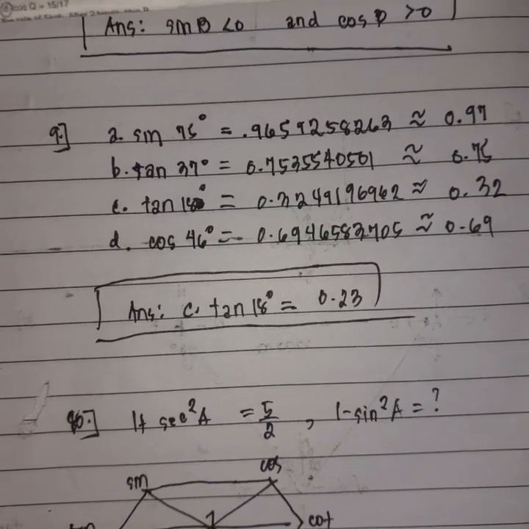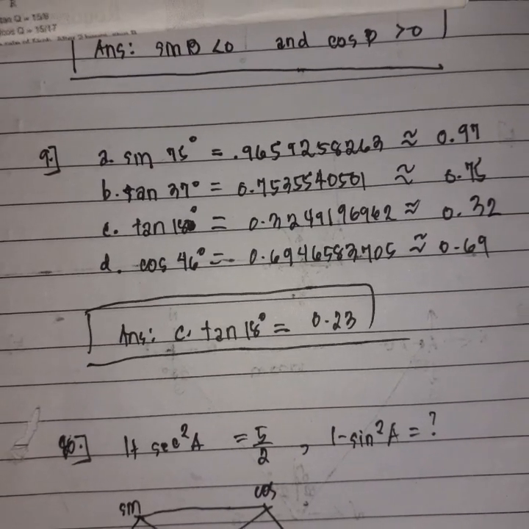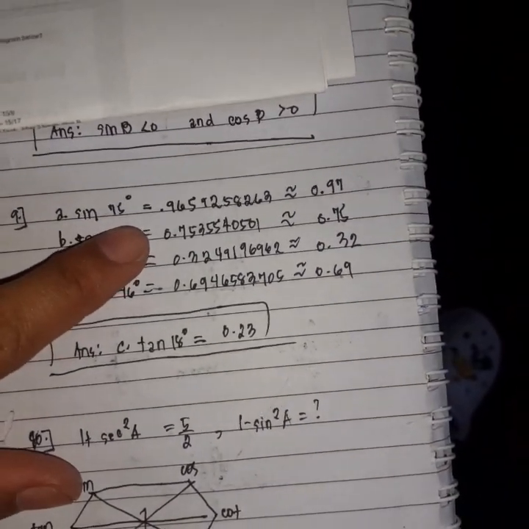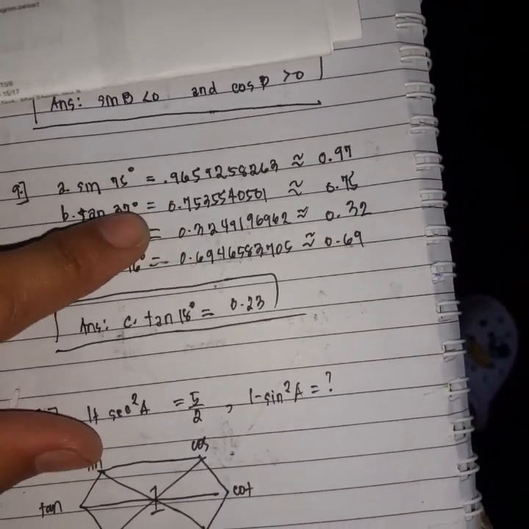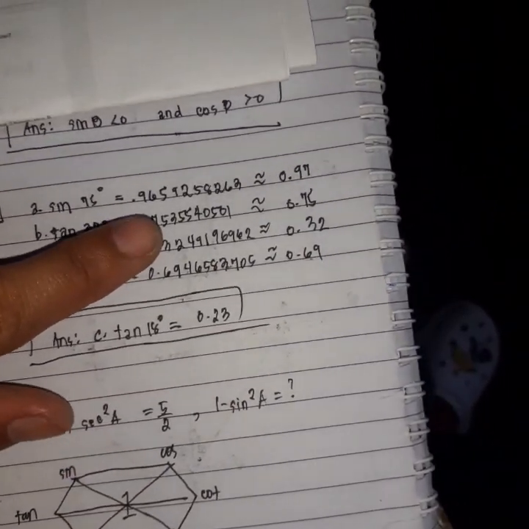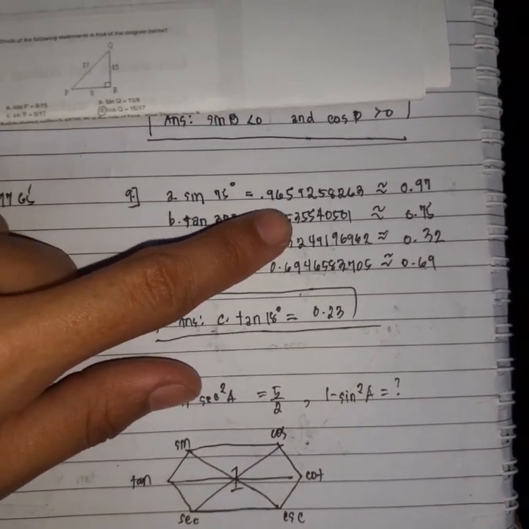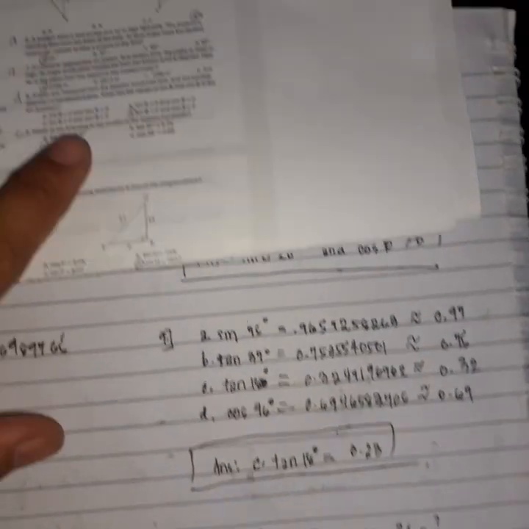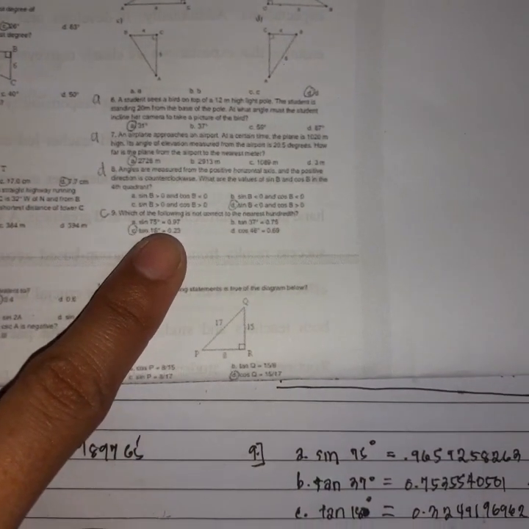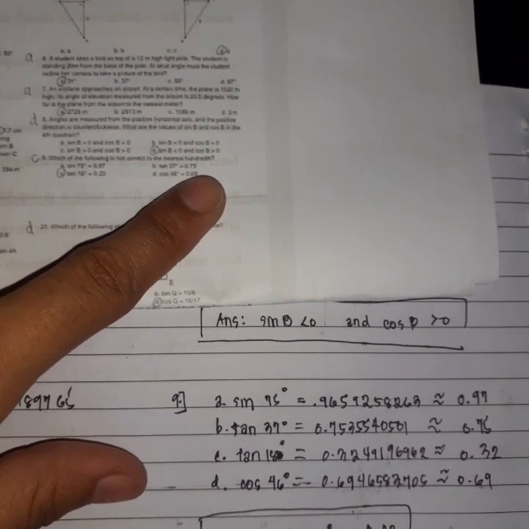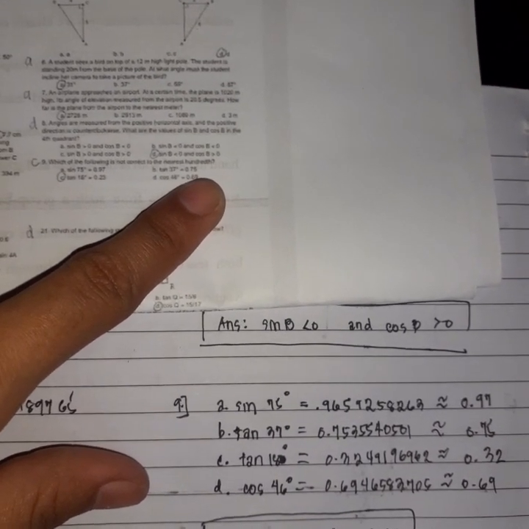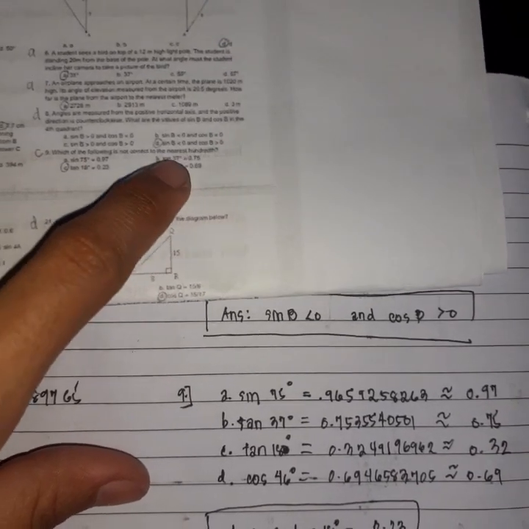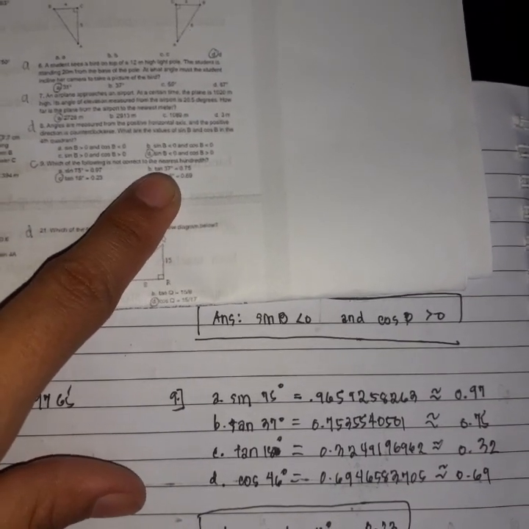So let's continue in number 9. You have to determine which of the following is not correct to the nearest hundredths. Letter A: sine 75 degrees, if you type it in the calculator, results to 0.96592, or 0.97, which is true in our given. Let's have letter B. Sine of 37 degrees, if we input that in the calculator, is equivalent to 0.75, which is also true in our given.